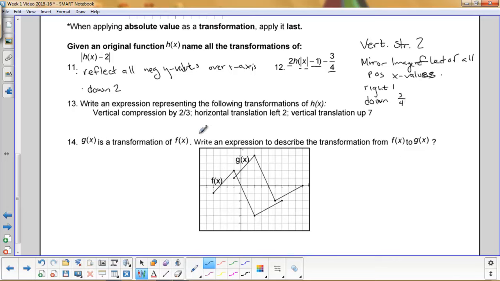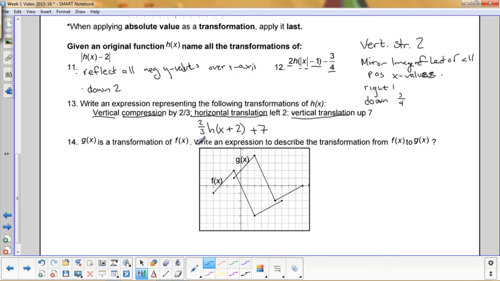All right, we're going to write an expression representing the following formula. H of x, vertical compression, horizontal translation, and vertical translation. All right? So vertical compression means that it's going to be on the outside of this. So I start with 2/3. Now I'm going to write h of x. Because I have a horizontal translation, that means the 2 goes inside. Now the number is positive because it's opposite of what I think. Vertical translation means I can close my parentheses and add 7 to the outside.